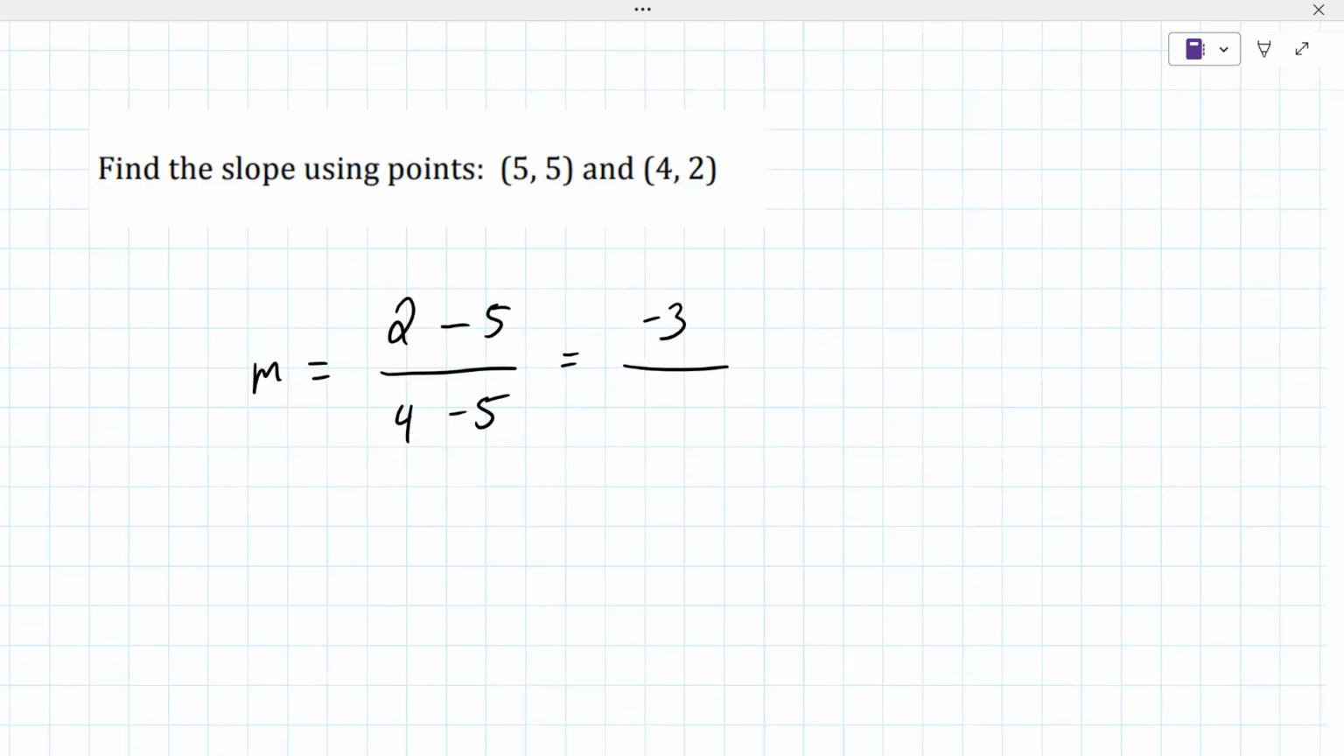How about the next one here? What does that become? -1. You remember what happens? You have two negatives. A positive. Yeah, it becomes +3.